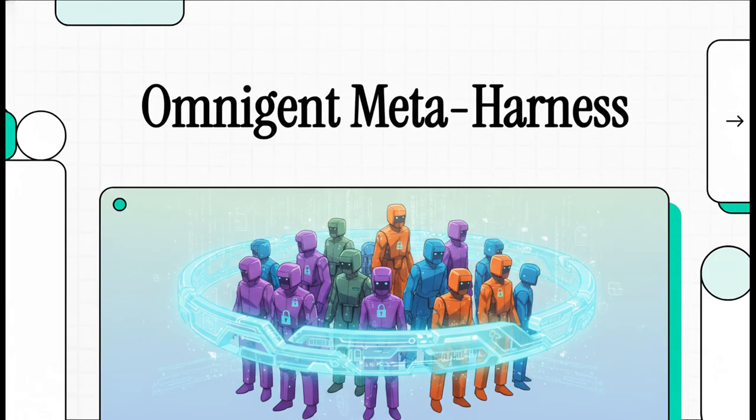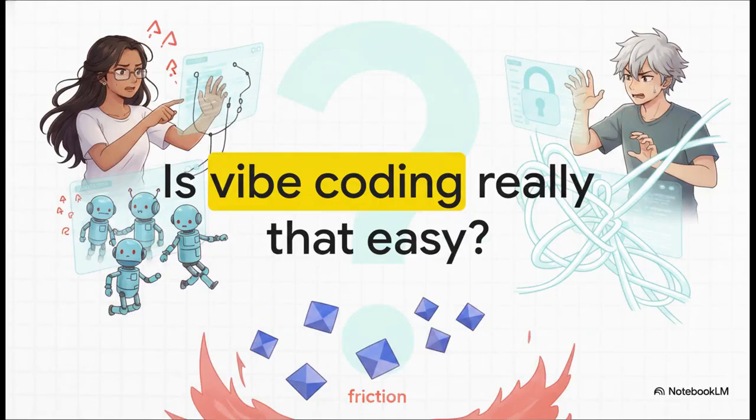So today, we're going to explore a fascinating open-source project from Databricks called Omnigent. We're going to figure out exactly what a meta-harness is, why the current agent landscape is so incredibly chaotic, and how we can finally bring some order, security, and true collaboration to our AI workflows. Let's get right into it. Okay, let's dive into this.